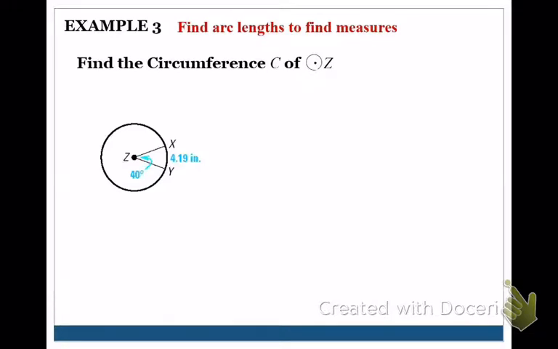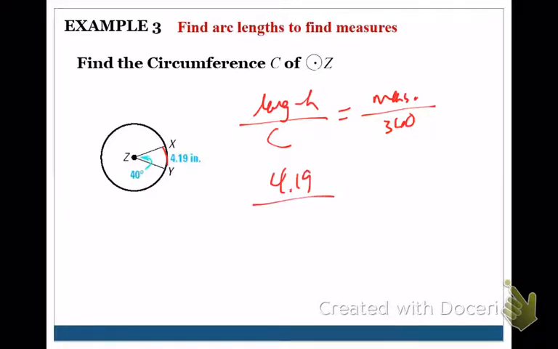Again, I've got the arc length and the arc measure. I'm going to take the length of the arc and compare it to the circumference of the circle, and then set that equal to comparing the measure of the arc to the entire degree measure of a circle. Now the arc length is 4.19 inches. It was given to us right here. The measure is 40 degrees because the central angle is. And we can reduce and solve.